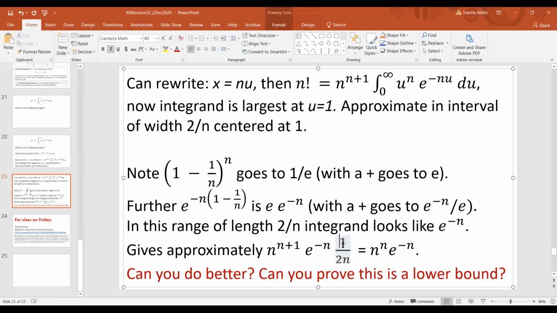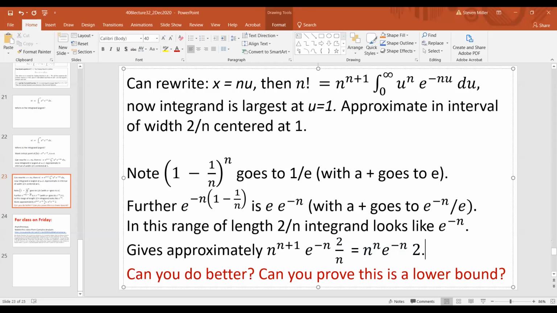So actually, let me quickly stop the share. So let me just quickly change this. This should be a 2 upstairs. And so we should have a square root of 2 pi. Well, square root of 2 pi is definitely more than 2, so that's not so bad. We're missing a square root of n.